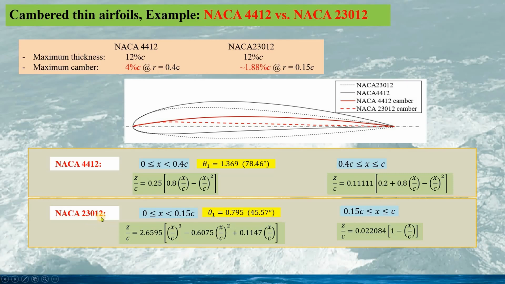For NACA 23012, when x is less than 15% of the chord, which corresponds to an angle theta 1 equaling 0.795 or 45.57 degrees, the camber line is expressed as this. And when x is between 15% and 100% of the chord, the camber line is given as this formula.